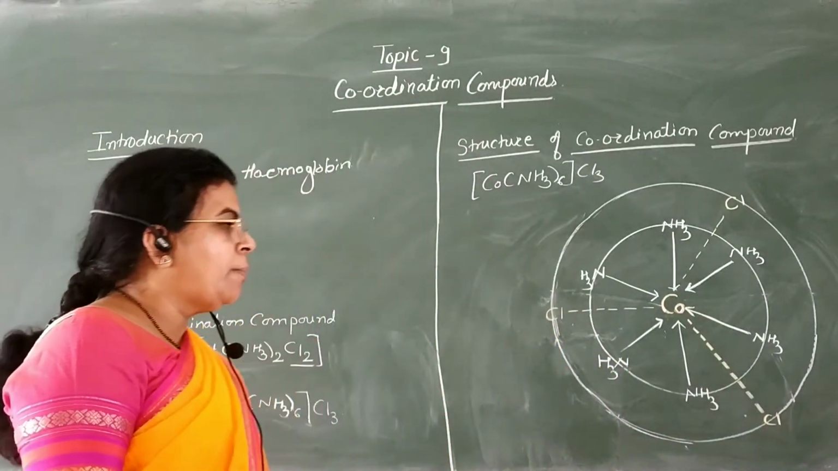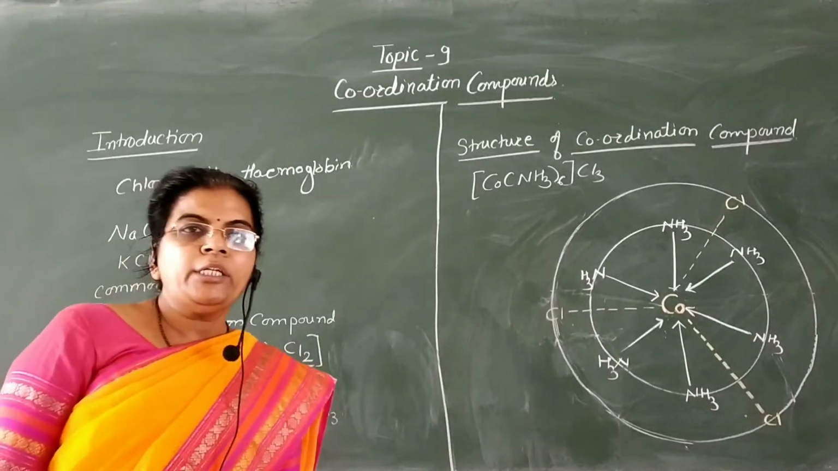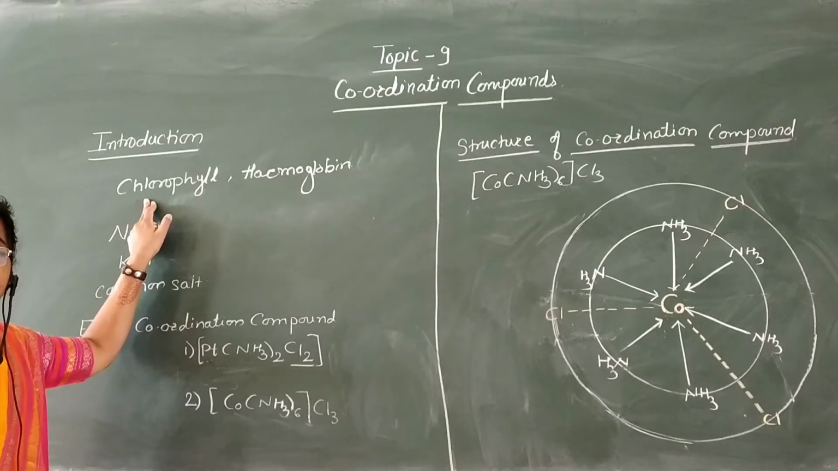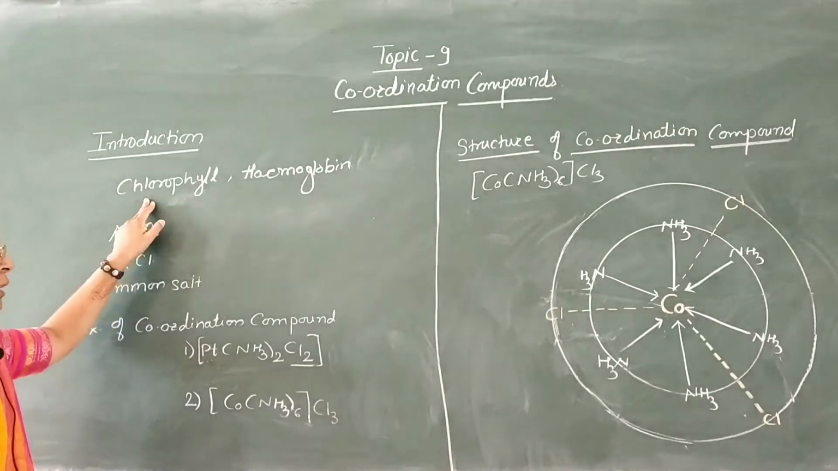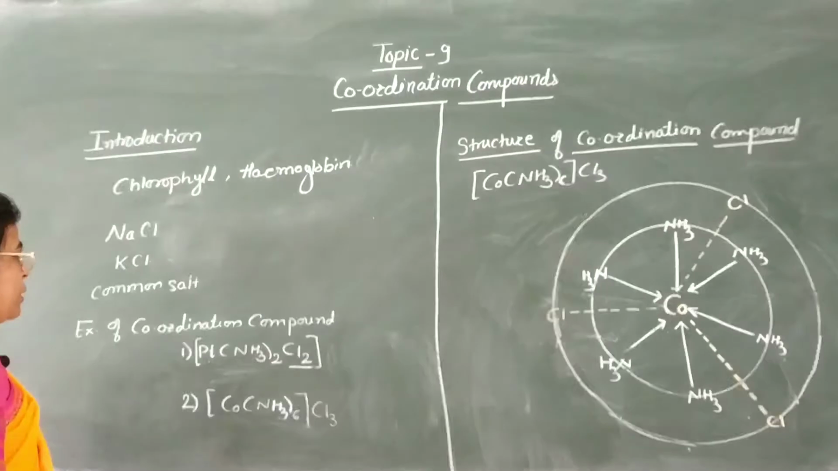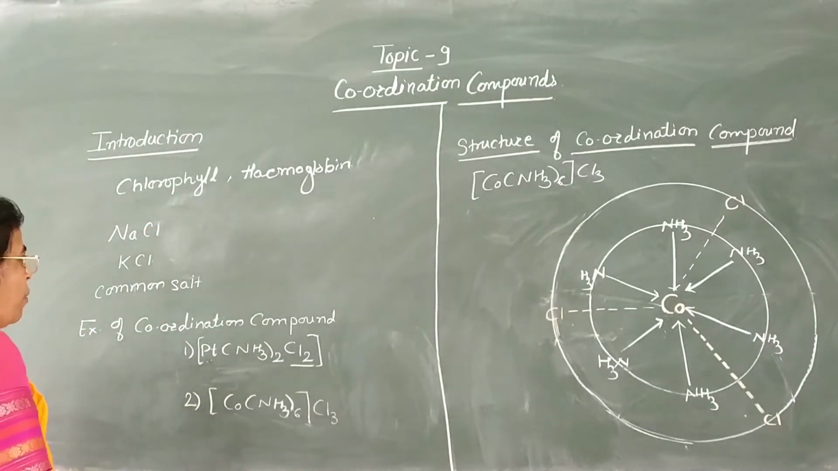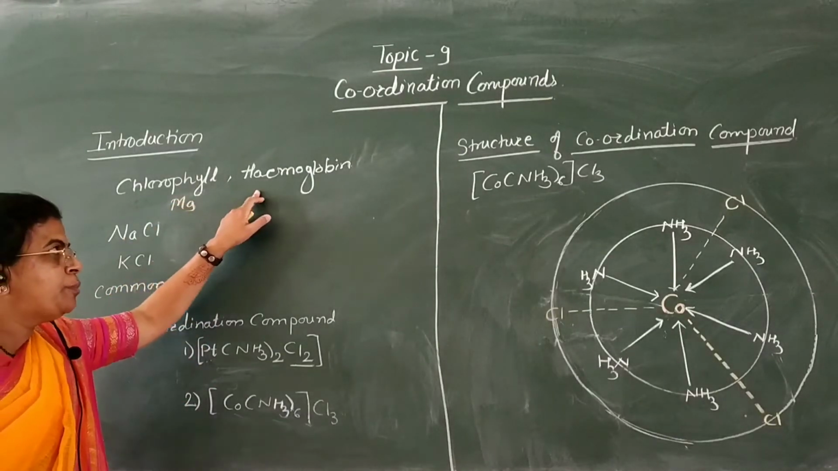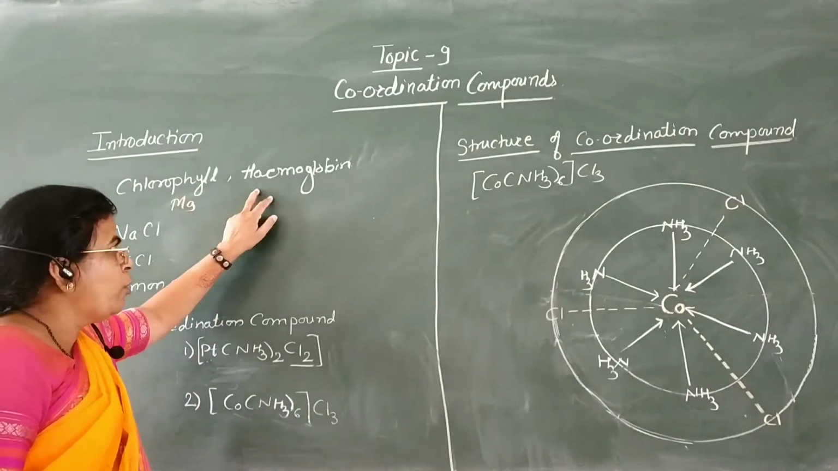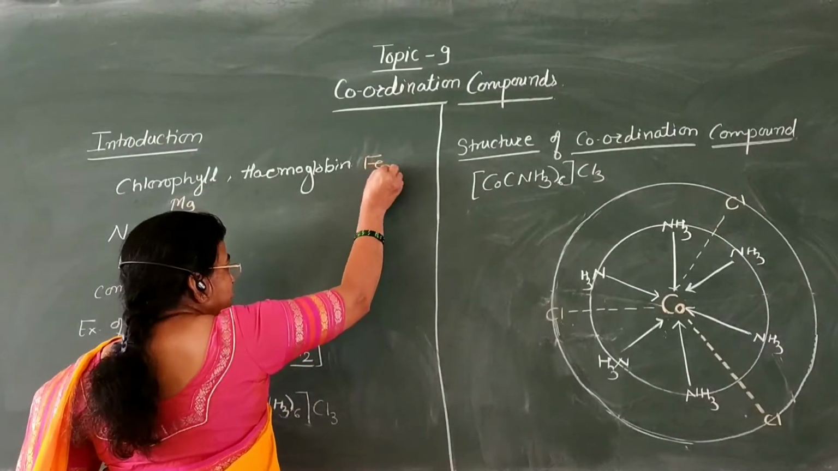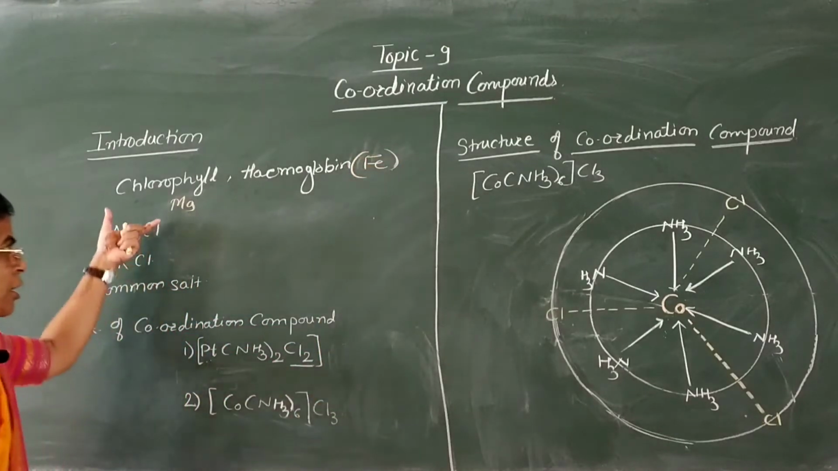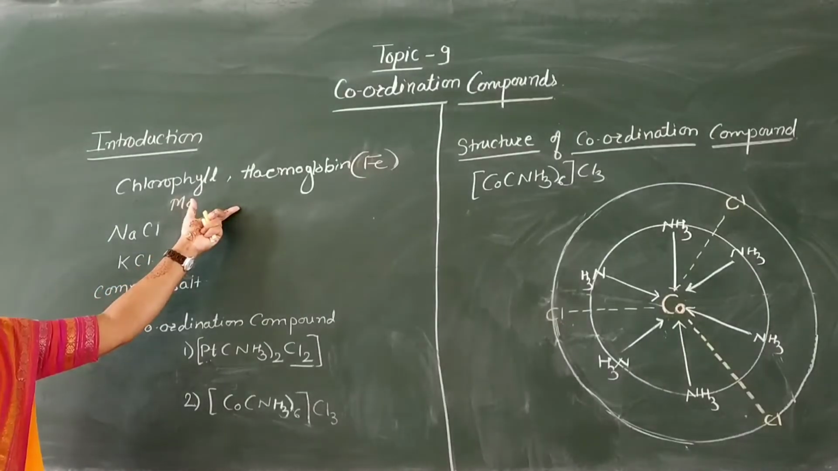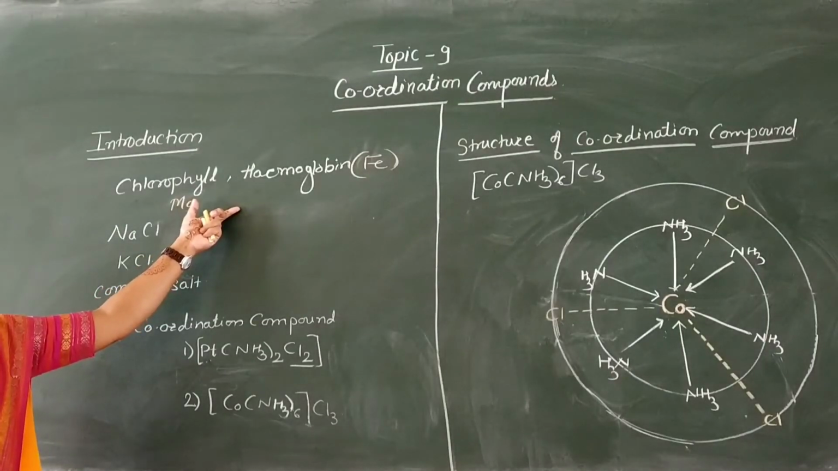Now, naturally occurring coordination compounds are chlorophyll, that is present in plant leaves and used in photosynthesis. This chlorophyll is the coordination compound of magnesium. Then hemoglobin, which is present in blood, is the coordination compound of iron. Now these are naturally occurring coordination compounds: chlorophyll, hemoglobin, and then vitamin B12, which is also a coordination compound of cobalt.